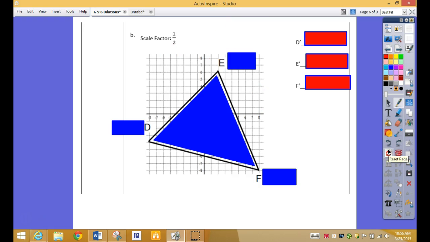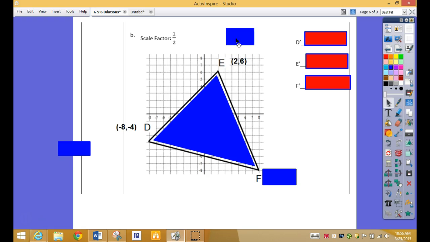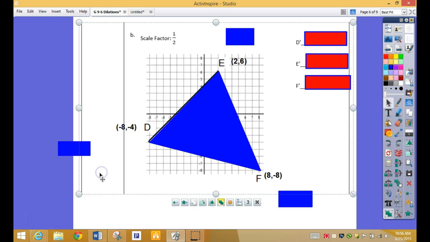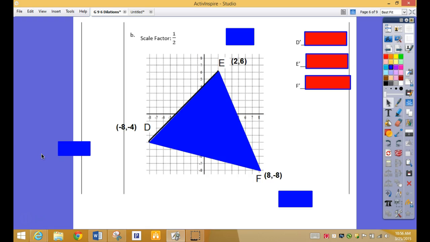What's the first thing I need to do? Find what? Yep, find the ordered pairs. So the ordered pair of D is negative 8, negative 4. E, the original, 2 and 6. F is 8, negative 8. Now what do I do that I have my ordered pairs of my pre-image? Then I multiply by 1/2 or divide by 2.